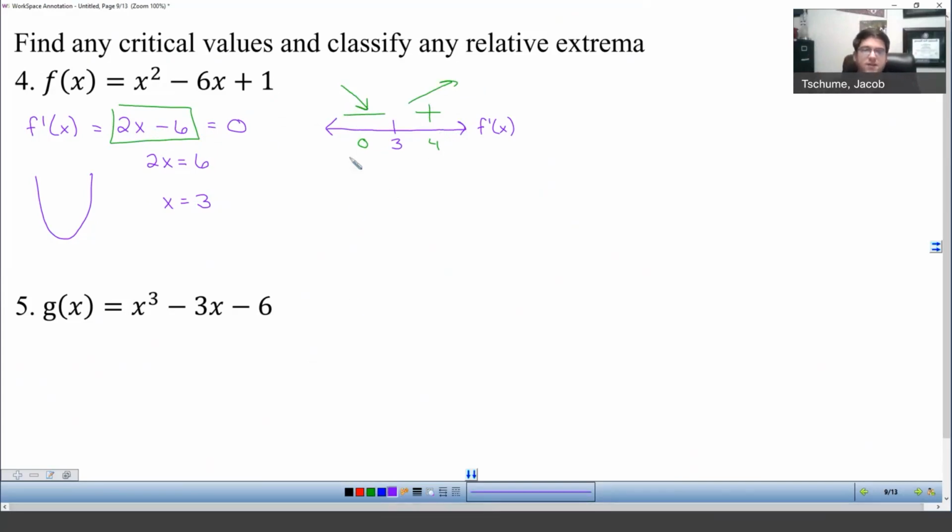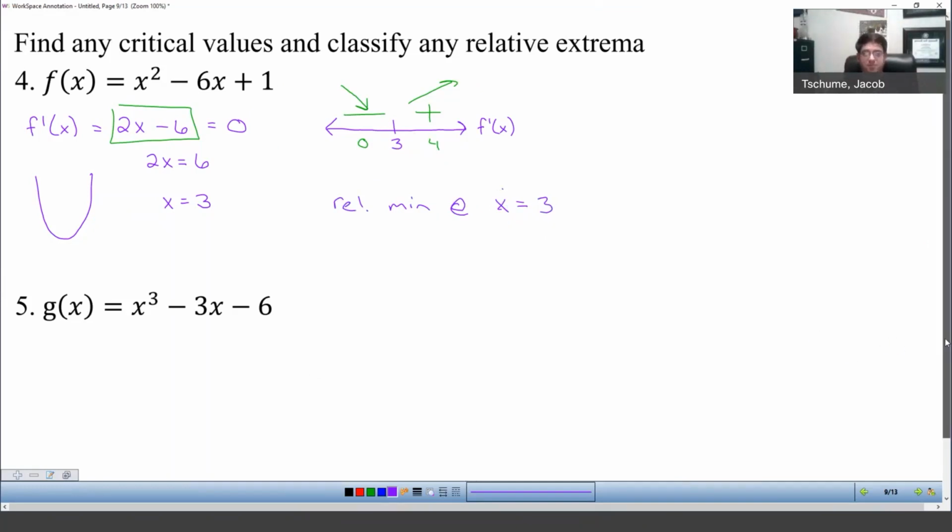Well, based on our definitions earlier, if your graph goes from decreasing to increasing, then x equals 3, or whatever number it ends up being, has to be a relative minimum. So that means you're going to have a relative minimum at x equals 3. Very good. There is no relative max in this problem, because for a relative max, you have to go from increasing to decreasing.